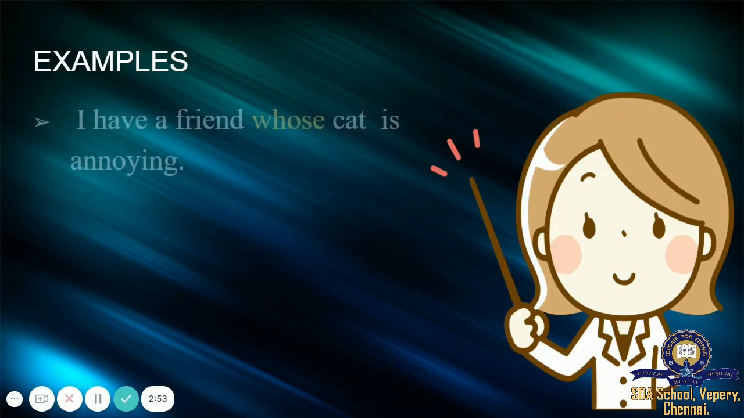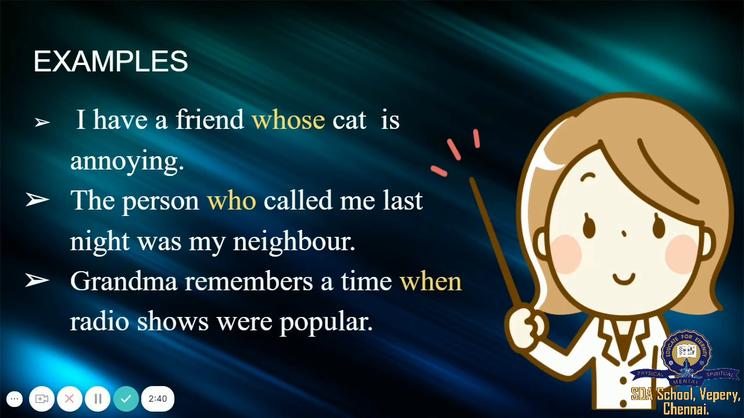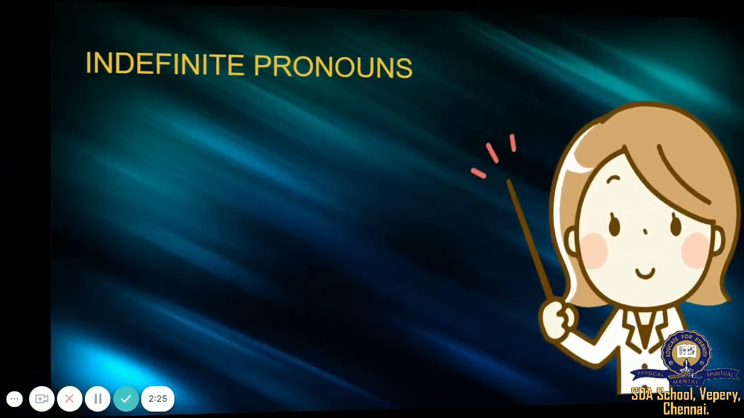For example, I have a friend whose cat is annoying. The person who called me last night was my neighbor. Grandma remembers a time when radio shows were popular. So relative pronouns join two sentences and refer to nouns before them.